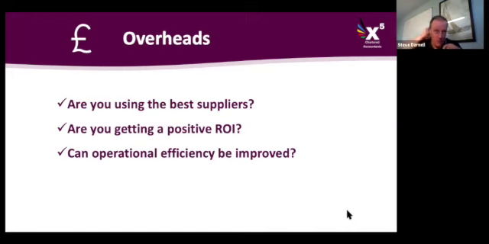Can operational efficiency be improved? I'll come back to that one. Just go back to, are you using the best suppliers? Do you have any idea what the potential is to save money on utilities for an average business? Well, the answer is, for most businesses, they can save between 40 and 60% on their energy bills. And the reason they don't do so is, well, the energy suppliers don't make it easy for a start.